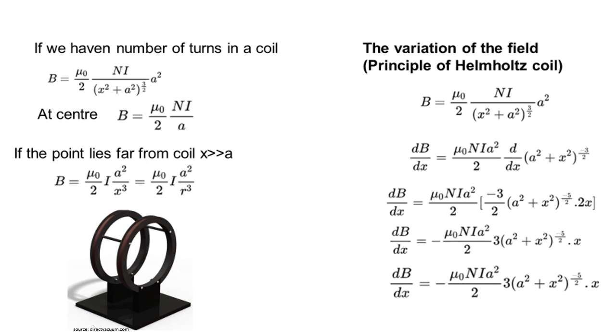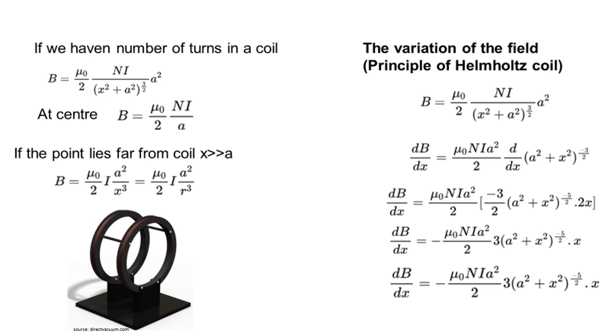If we have N number of turns in a coil, then B equals μ₀/2 · NI/(x² + A²)^(3/2) · A². And at the center when x equals 0, B equals μ₀/2 · NI/A.